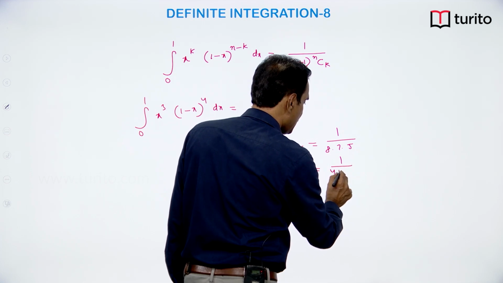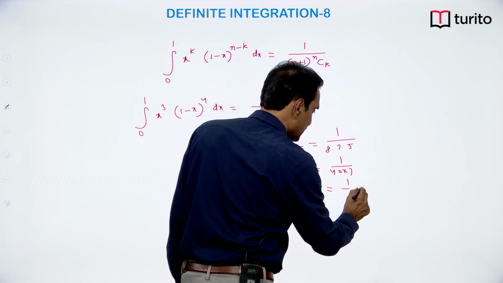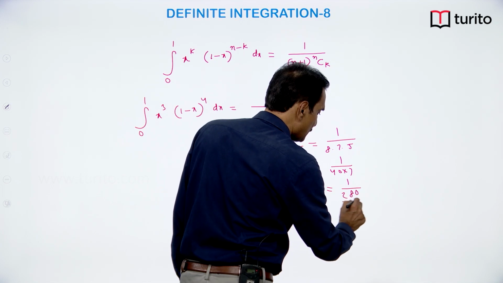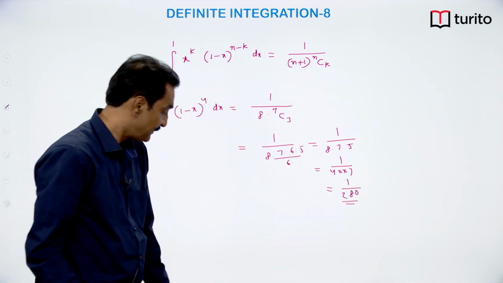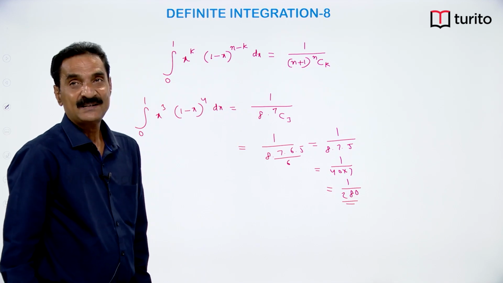8 7s are 56, 56 into 7. We are getting the same answer, 1 by 280. Okay. Next question.